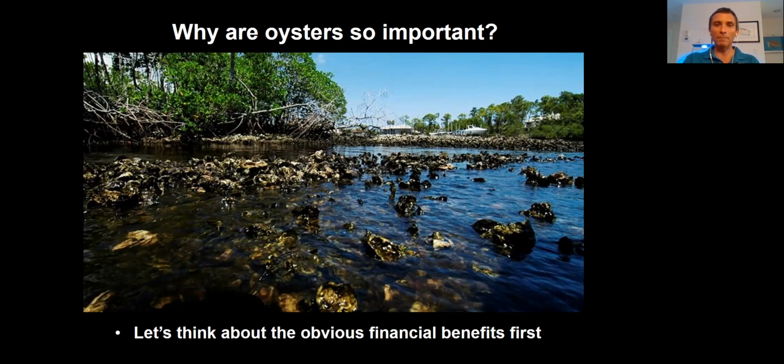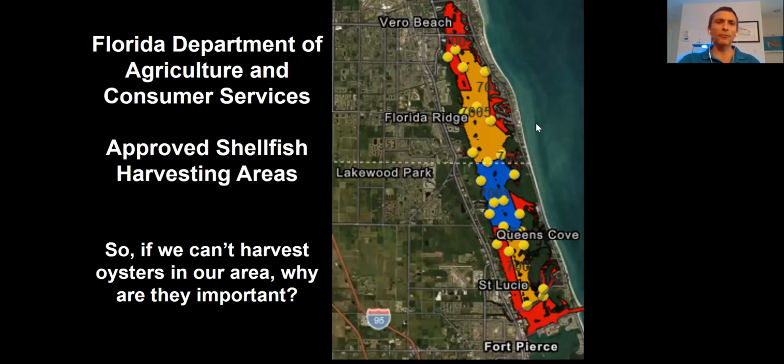But there's a little problem. In the state of Florida, the Department of Agriculture and Consumer Services regulates where we're allowed to harvest shellfish. They've actually created maps that show you different approved shellfish harvest areas. This is our local shellfish harvest map.